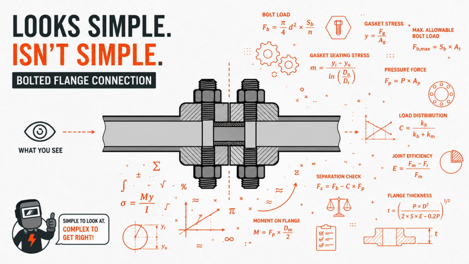A flange looks like the simplest part of a pressure vessel, just a bolted ring. It's actually one of the most heavily recalculated components in the entire code, and in 2025, that calculation moved almost entirely out of Division 1.